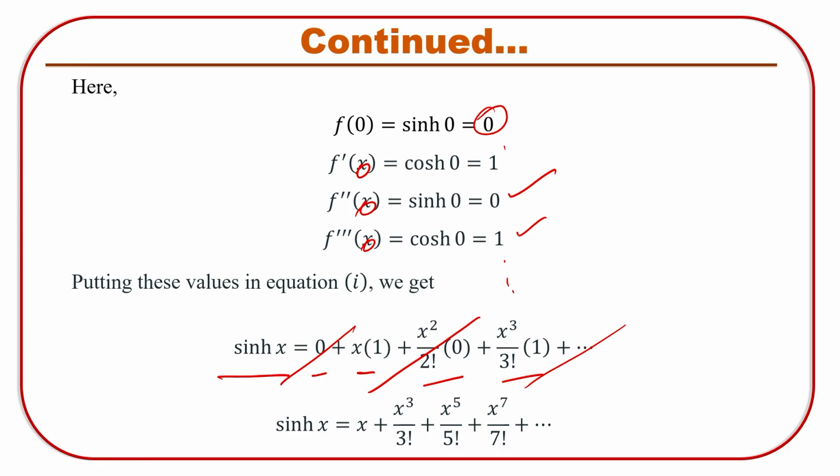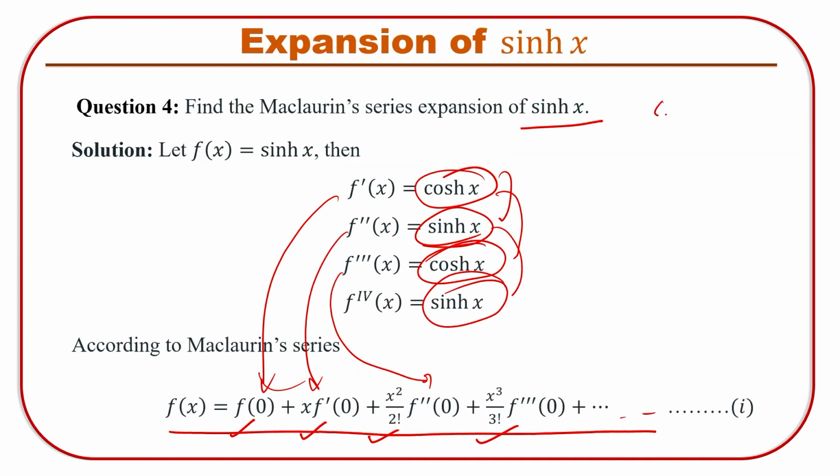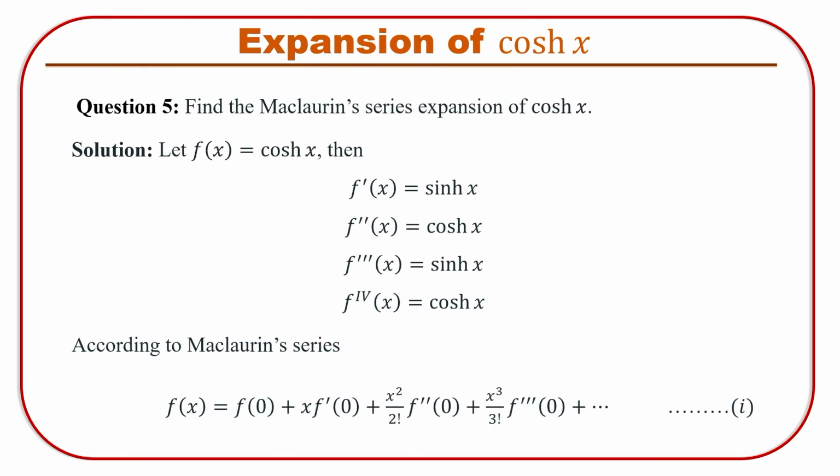So, only written for odd positions. So, sine hyperbolic x is equal to x plus x cube by factorial 3, plus x 5 by factorial 5, plus x 7 by factorial 7 and so on, right. So, the question arises: can we find out cos hyperbolic of x? The answer is, in a very lucid manner, yes, we can easily find out cos hyperbolic of x.